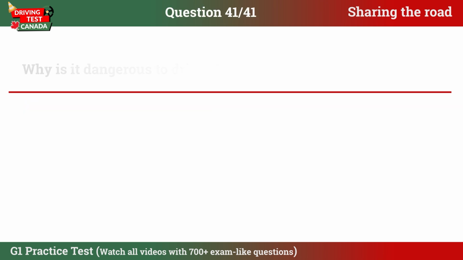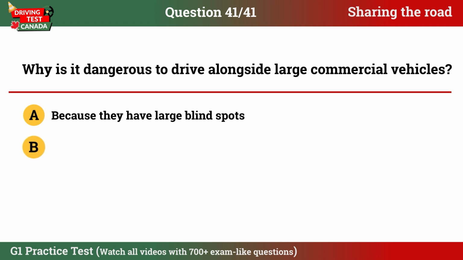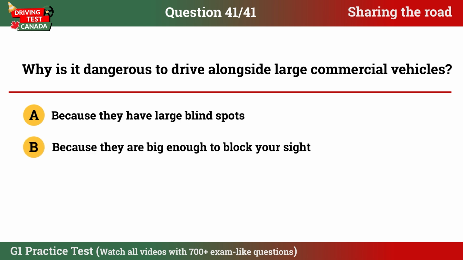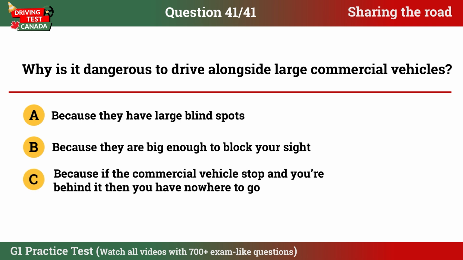Question 41. Why is it dangerous to drive alongside large commercial vehicles? A. Because they have large blind spots. B. Because they are big enough to block your sight. C. Because if the commercial vehicles stop and you're behind it, then you have nowhere to go. D. All of above.